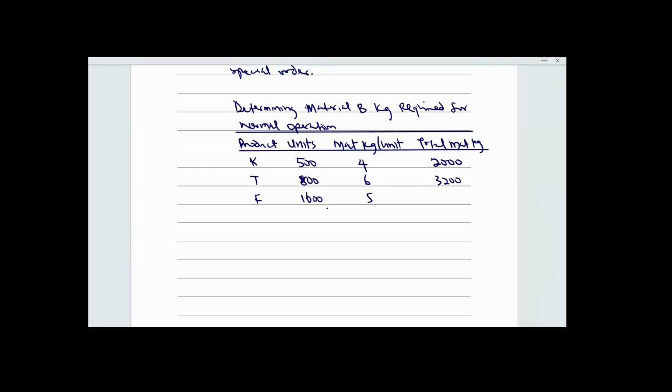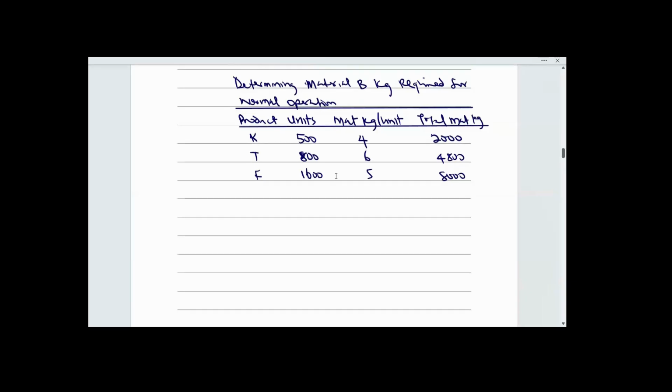Okay, then 1600 multiplied by 5 will give us 8000. Rather, sorry, this is not correct. This is 4800. Okay, so add everything together. This will give us 14,800. So this represents the total required material B for normal operation.